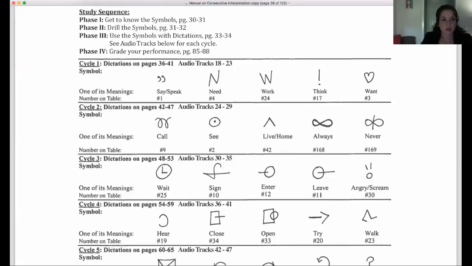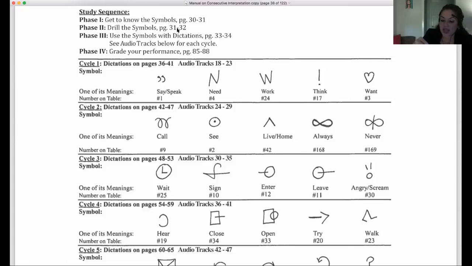This is phase number two, drilling the symbols. And if you want a refresher, on pages 31 to 32, I refresh your memory on how to do that. So basically you're going to drill them like this. You make sure all the cards have the symbol facing you, and then you go through the cards and you call out the symbol as so. Think, want, work, need, say. And you're going to do it timing yourself. So each time you're going to go faster, you're trying to attempt a shorter timing.